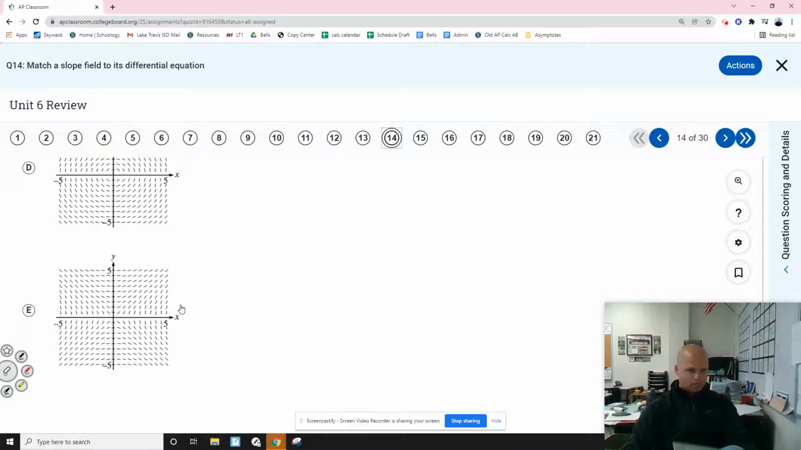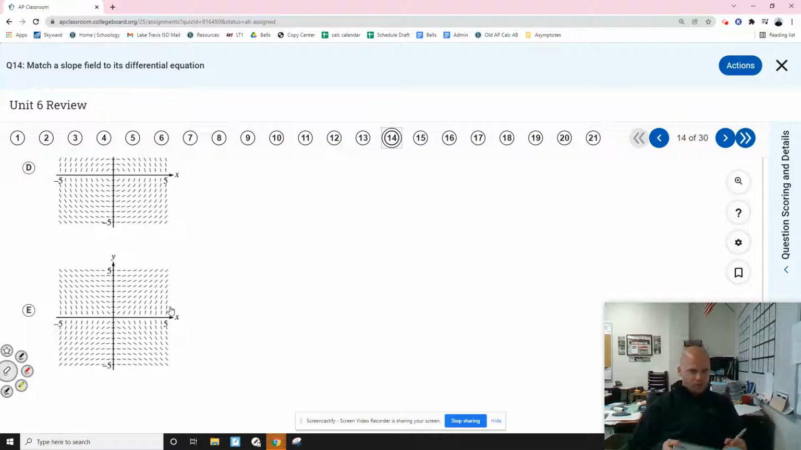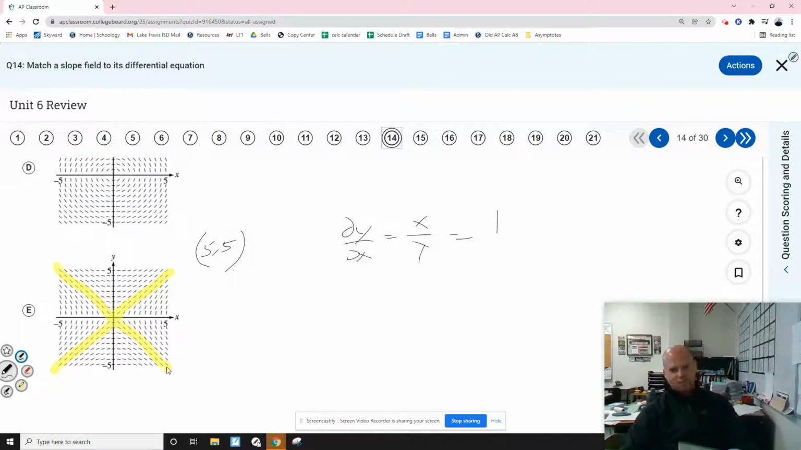What do you see along this axis? Sometimes I go into the corners. 5, 5. If you plug in 5, 5 into x over y, you get 1, right? A slope of 1. If I plug in 5, 5, I should get 1. I can see that's not going to be 1. If I plug in 5, negative 5, I should get negative 1. That doesn't look right. Yep, I see negative 1.